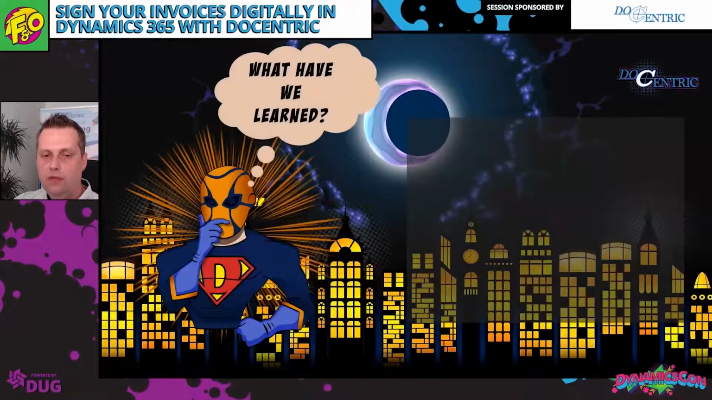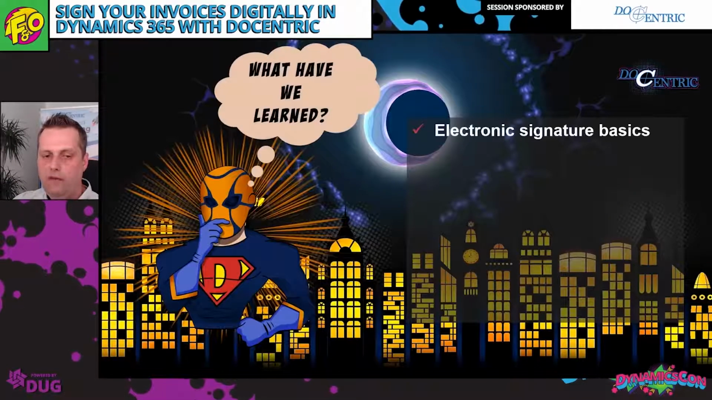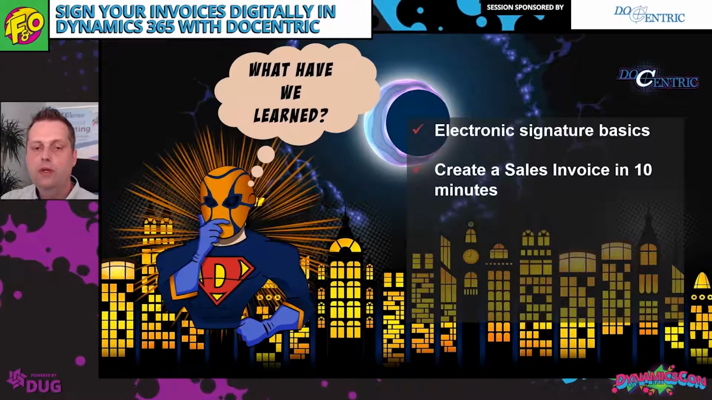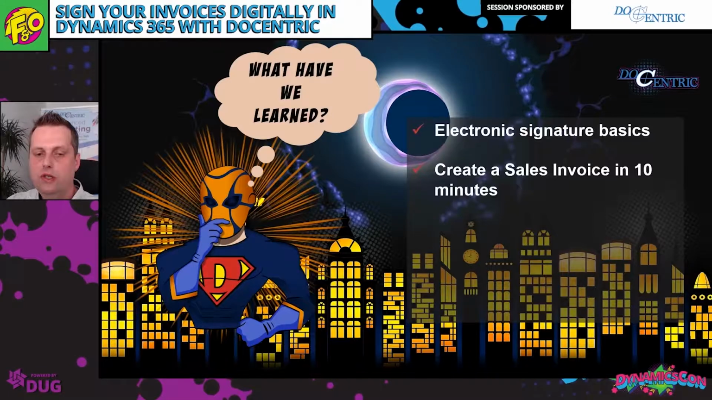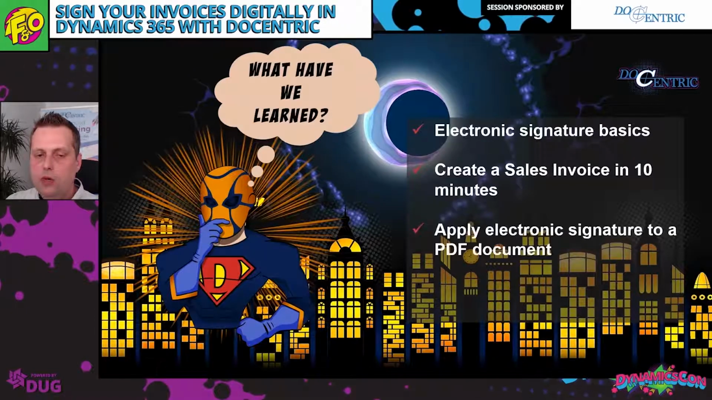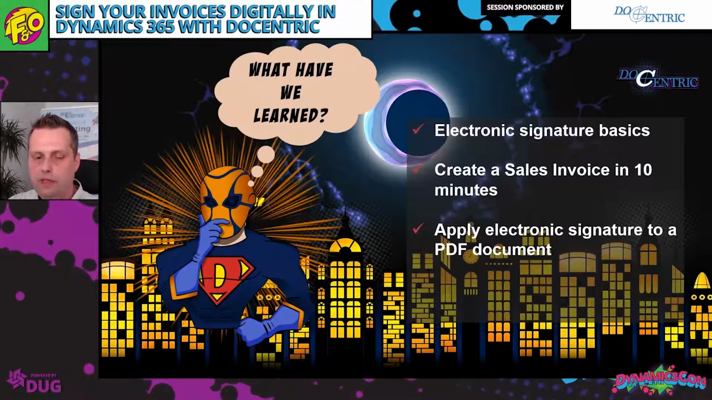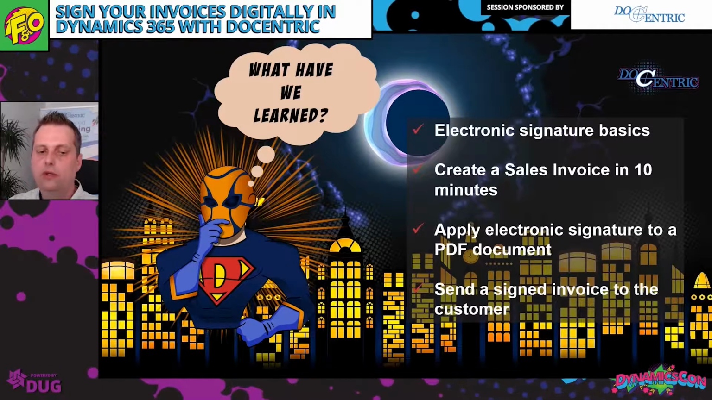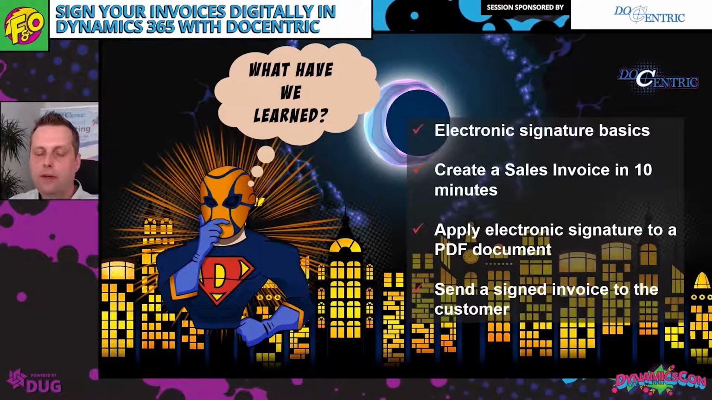Let's now summarize what we have learned so far. We now know the basics of electronic signatures and why they are used. I have shown you how you can create a fully functional sales invoice in just 10 minutes and apply it to the 365 environment by only using configuration. We have seen how we can set up an electronic signature in the Docentric pipeline and how to apply it to your business documents. And finally, I have shown you how easy it is to send your legally compliant signed sales invoices to your customers via email using nicely crafted email bodies.